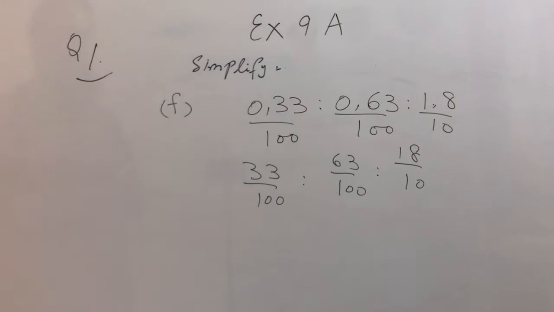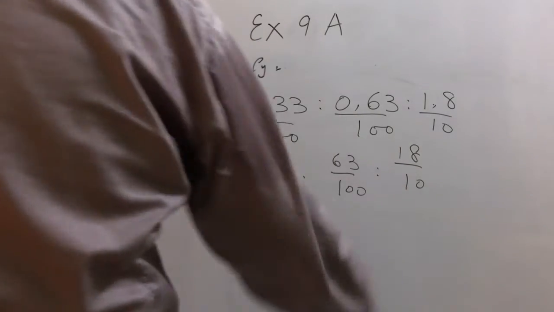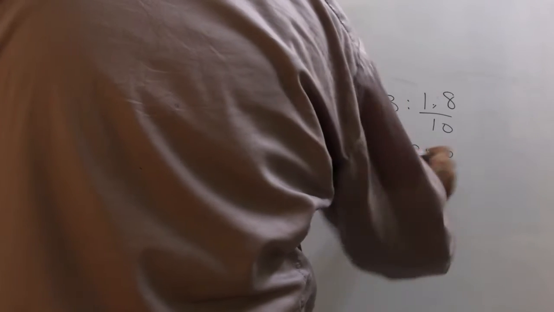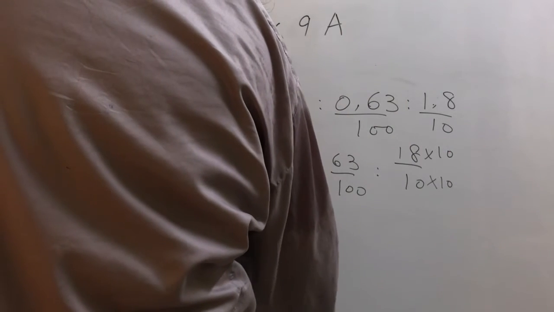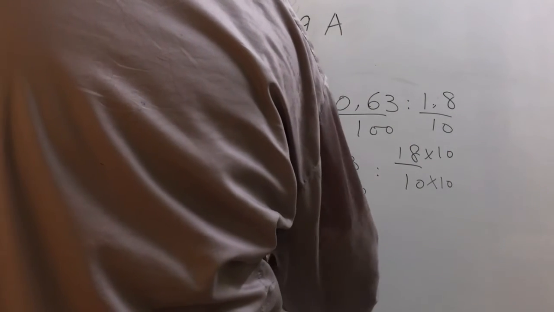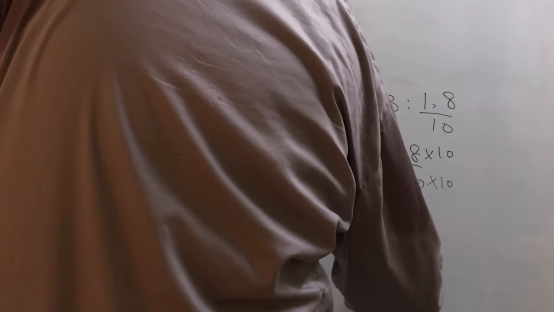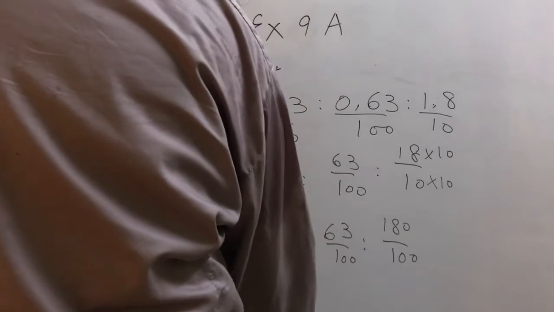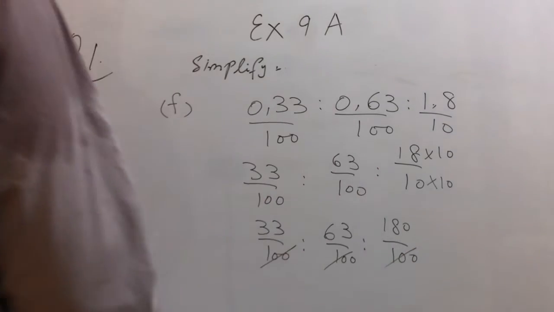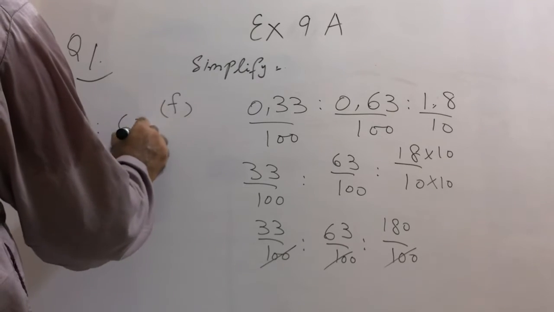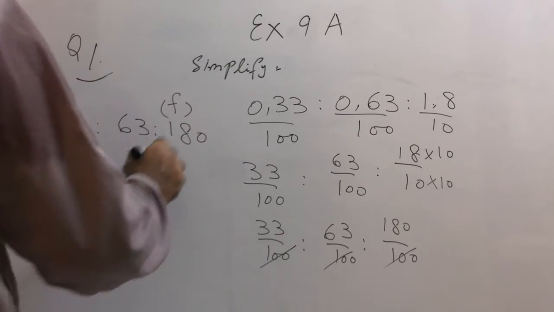Okay. So now similarly we'll try to equalize the denominators. If we multiply this with 10 and also with 10, we get 33 over 100, 63 over 100, 180 over 100. In this way these will be cancelled. So we will be having 33 ratio 63 ratio 180.